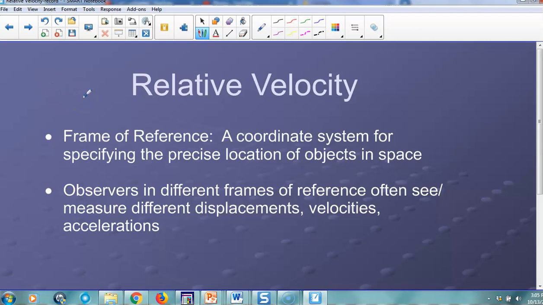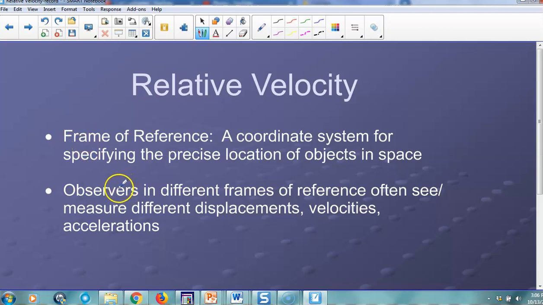Whenever we're considering relative velocity, we have to consider something known as the frame of reference. A frame of reference is a coordinate system for specifying the precise location of objects in space. So if we have a car moving down a street with people sitting in the car, our reference frame could be the motion of the car relative to the street or relative to the earth, or the velocity of a person in the car relative to another person within the car. So the two passengers could be relative to one another.